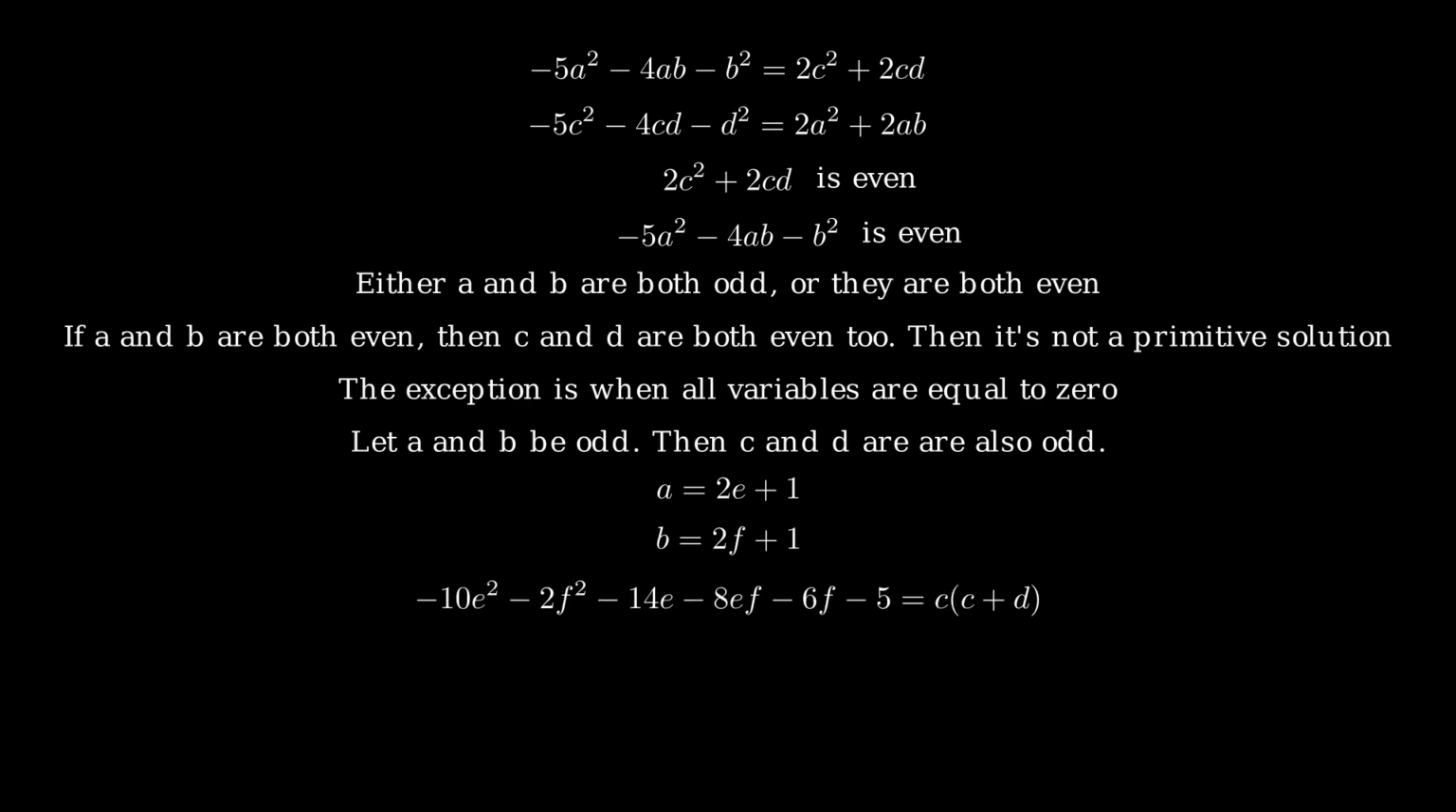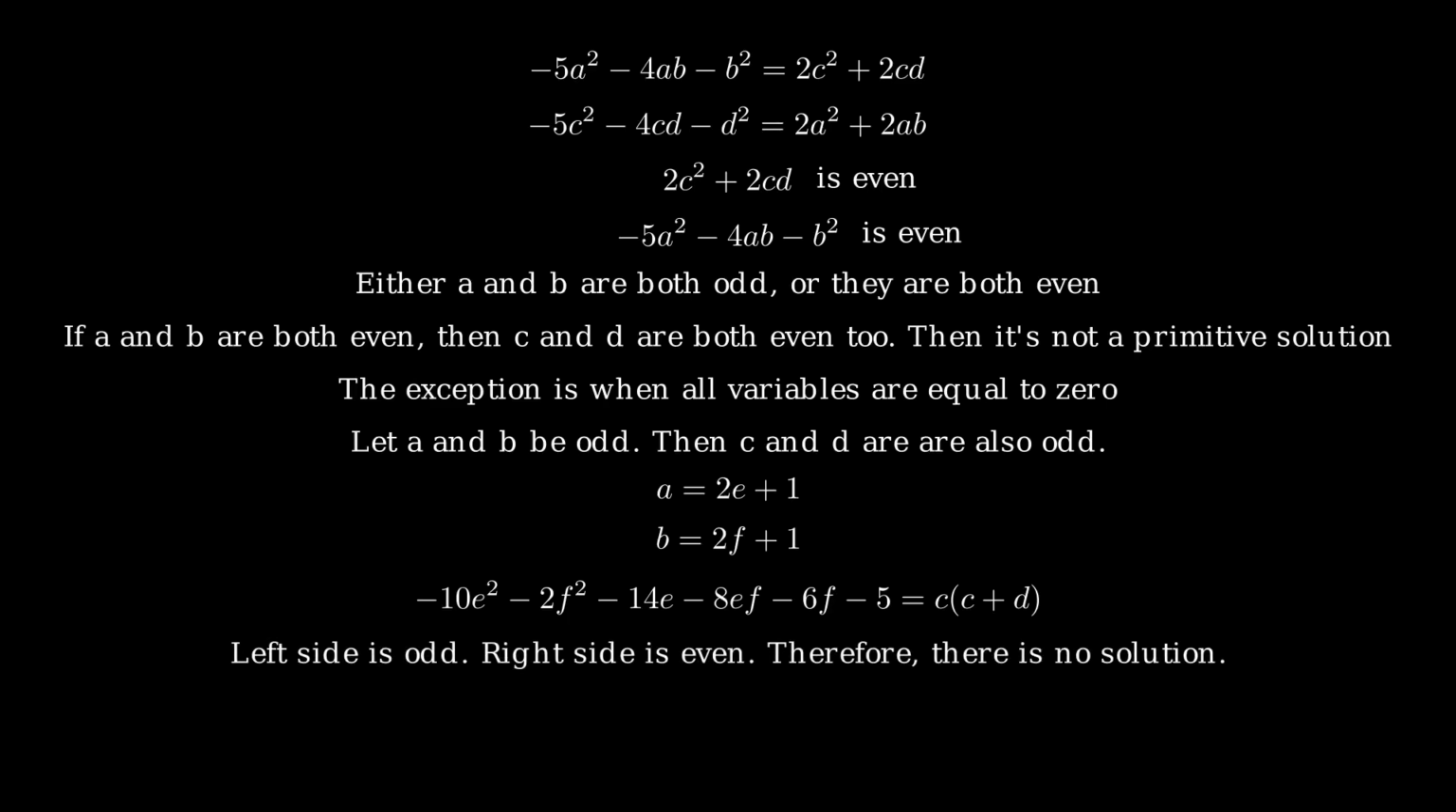Notice all the terms on the left are even except for the negative 5. Evens plus evens give more evens, but an even and an odd give an odd. And notice the right side is even because c and d must be odd, and an odd plus an odd gives an even. Therefore, there is no solution here except for when all the variables are 0. And if they're all 0, we will end up not with unique solutions to our magic square of squares.